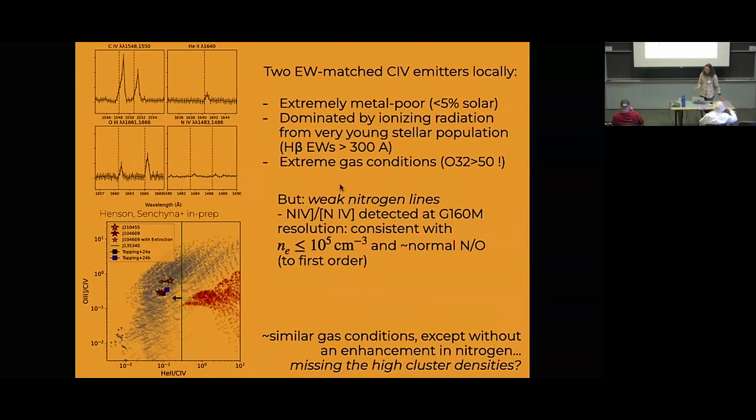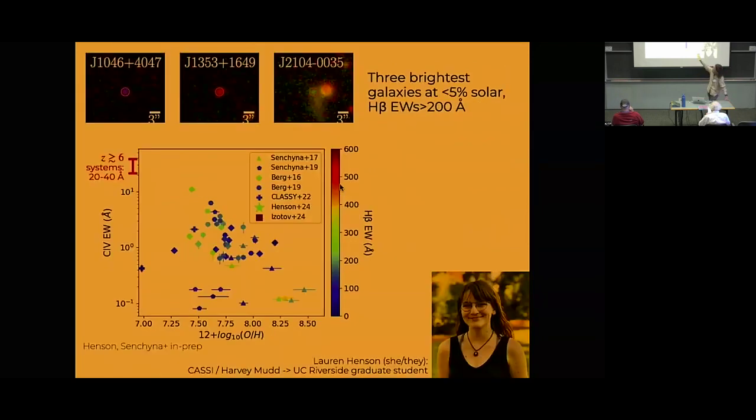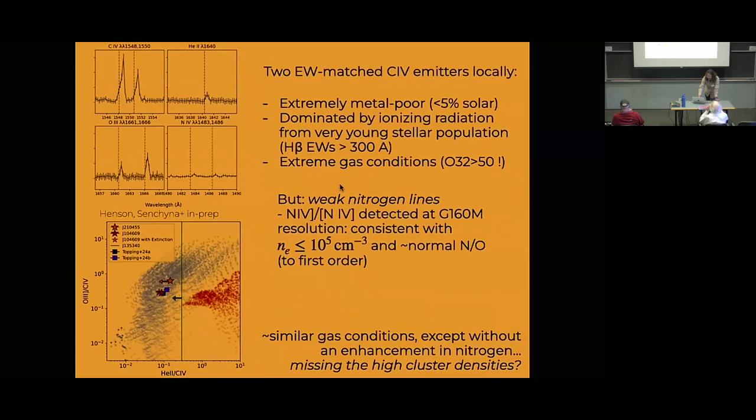The question is open, I think, as to what exactly is missing here. And certainly one possibility is that we're just missing these high cluster densities. We don't have good imaging for these targets. In SDSS, you saw these things are just extremely unresolved little blobs. You know, very hard to get down to parsec scales here. So very possible.